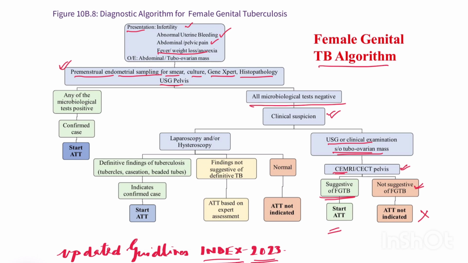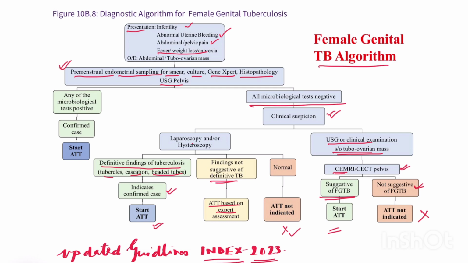On the other hand, if we do a laparoscopy or hysteroscopy and these findings are suggestive of tuberculosis, like if you see tubercles, caseation, beaded tubes, then that indicates a confirmed case of tuberculosis and we can start antitubercular treatment. And if findings are not suggestive of definite TB, then ATT can be based on the expert assessment and as per the patient profile. And if laparoscopy is normal, here ATT is not indicated.